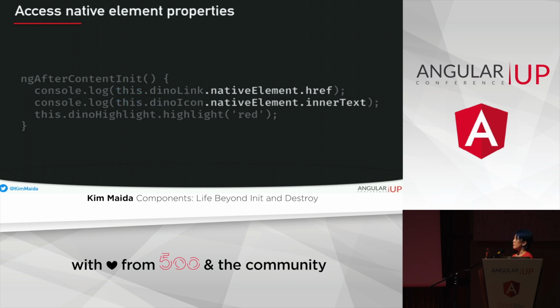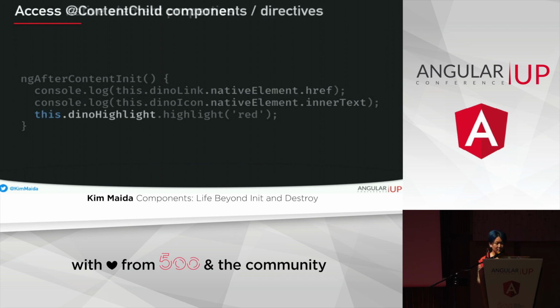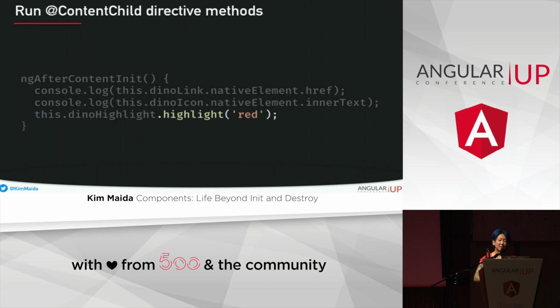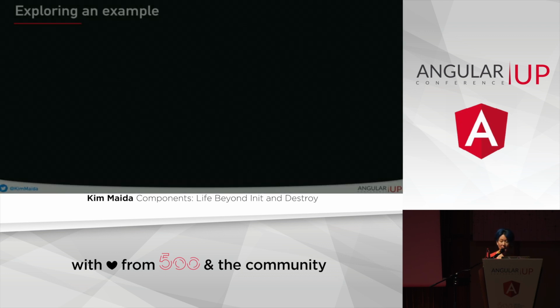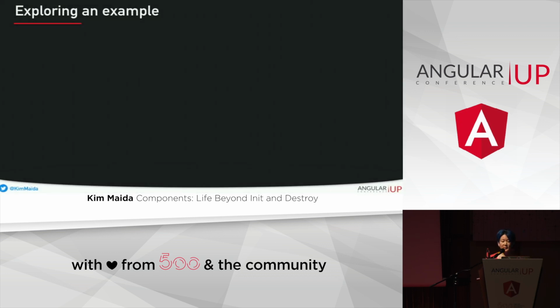And because these are element references, we can do things like access their native element properties. So for example, we're just logging the href and the inner text from the anchor and the span respectively, and then we can also access the content projected directive. And sort of what's neat about this is we can also access its properties and its methods. So we can actually run one of the methods, and we're going to change the highlight color to red on initialization.